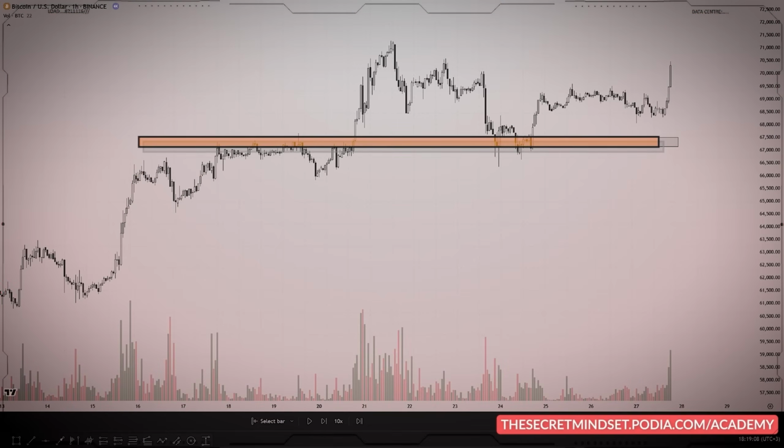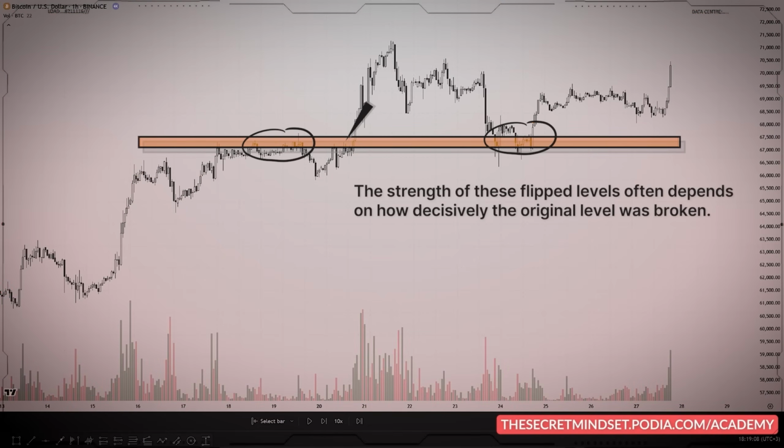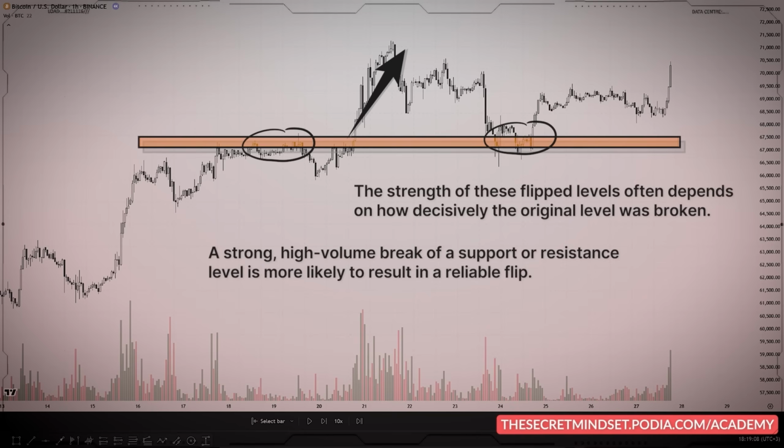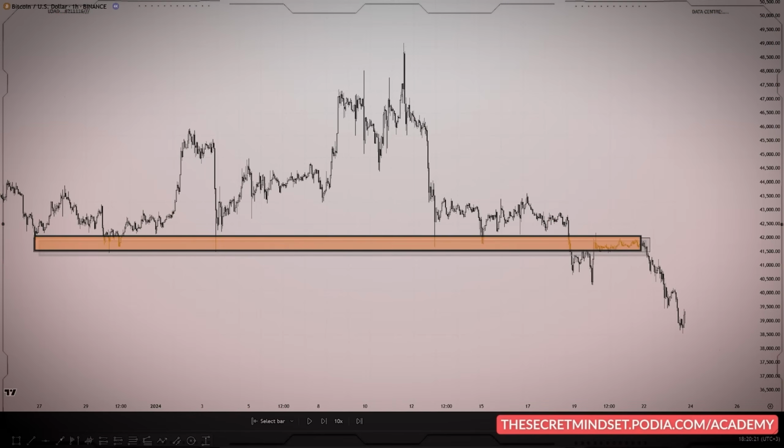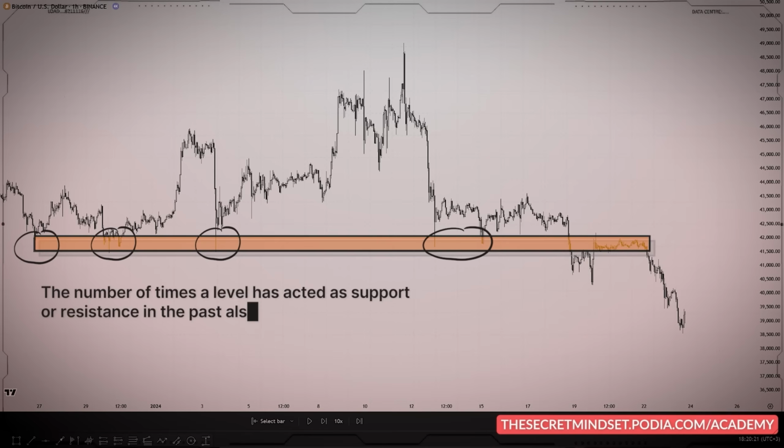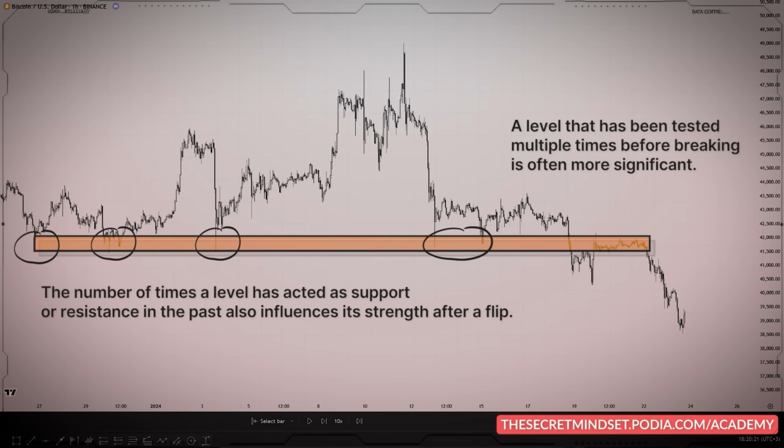The strength of these flipped levels often depends on how decisively the original level was broken. A strong high-volume break of a support or resistance level is more likely to result in a reliable flip than a weak break on low volume. The number of times a level has acted as support or resistance in the past also influences its strength after a flip. A level that has been tested multiple times before breaking is often more significant.